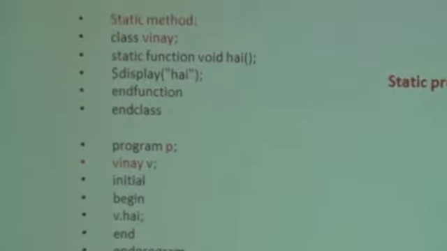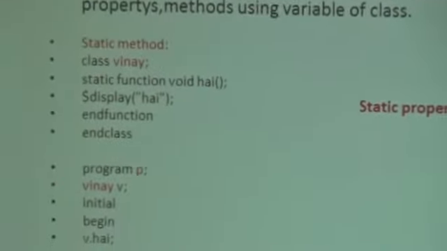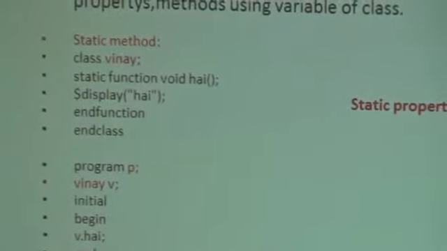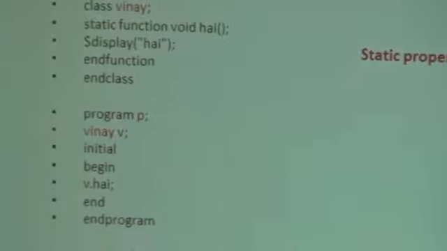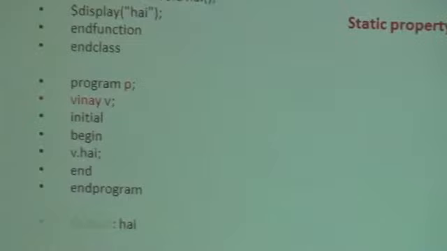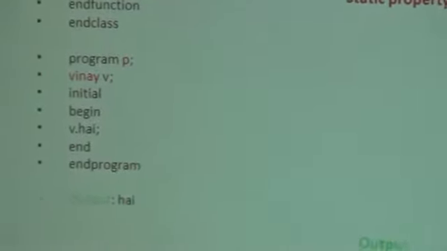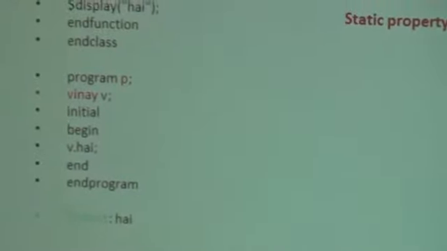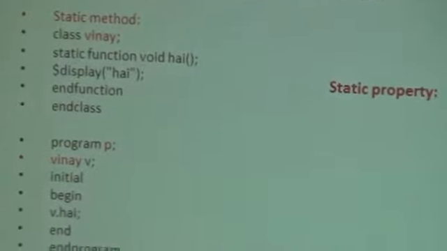This is the example of a static method. Here I have declared a class Vinay and a program P. In Vinay I have declared a static function void hi, which displays hi, end function, end class. In program P, Vinay creates a variable v, initial begin. In this I have created a variable, but I did not create an object. Then I was accessing hi, which is the method in the class Vinay, directly using this variable v, but I am not creating an object.